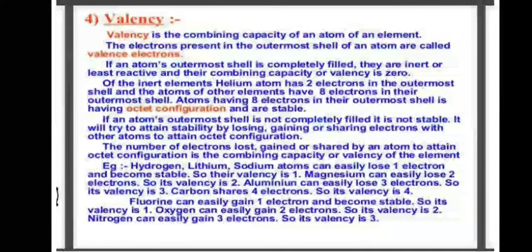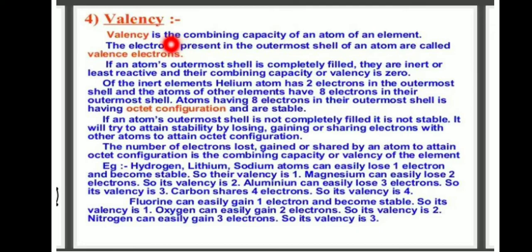Valency. What is valency? Valency is the combining capacity of an atom of an element. The electrons present in the outermost shell of an atom are called valence electrons. If an atom's outermost shell is completely filled, it is inert or least reactive and its combining capacity or valency is 0. Valency 0 is found in noble gases. Noble gases, or inert gases, are helium, neon, argon, krypton, xenon, radon. The inert gases have valency 0.